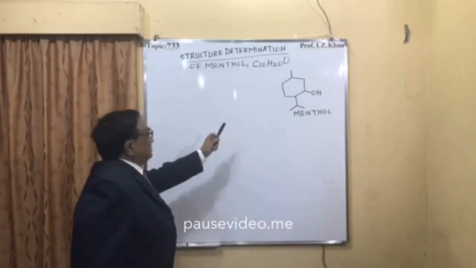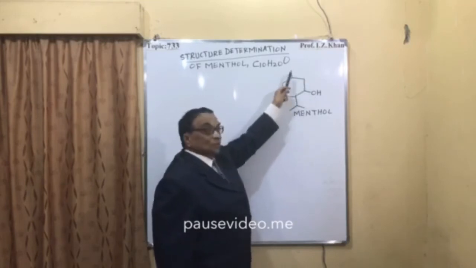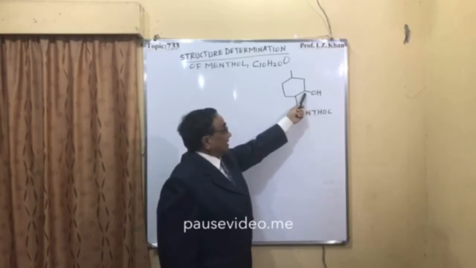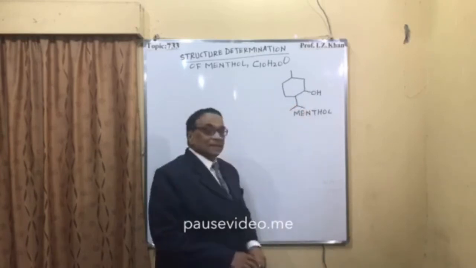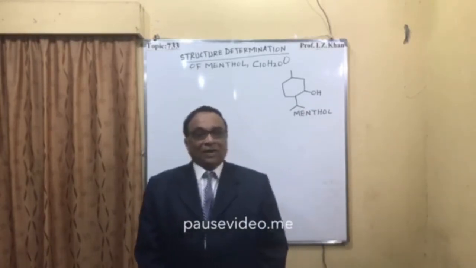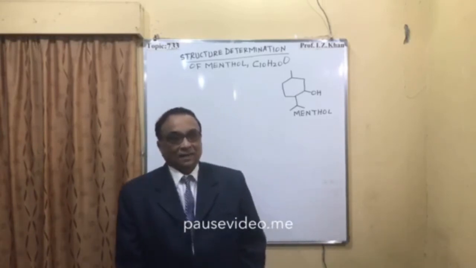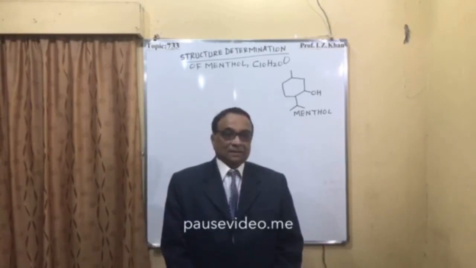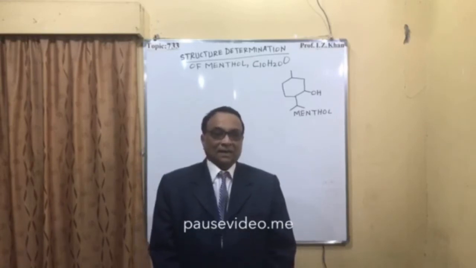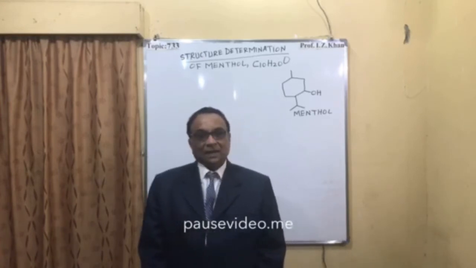So this is actually monocyclic. Monoterpene means two isoprene units are arranged in head and tail fashion, and this hydroxy is a secondary alcohol, because it is linked at a secondary position. Menthol can be synthesized by hydrogenation of thymol in the presence of a suitable catalyst. Once thymol is hydrogenated, we get menthol.